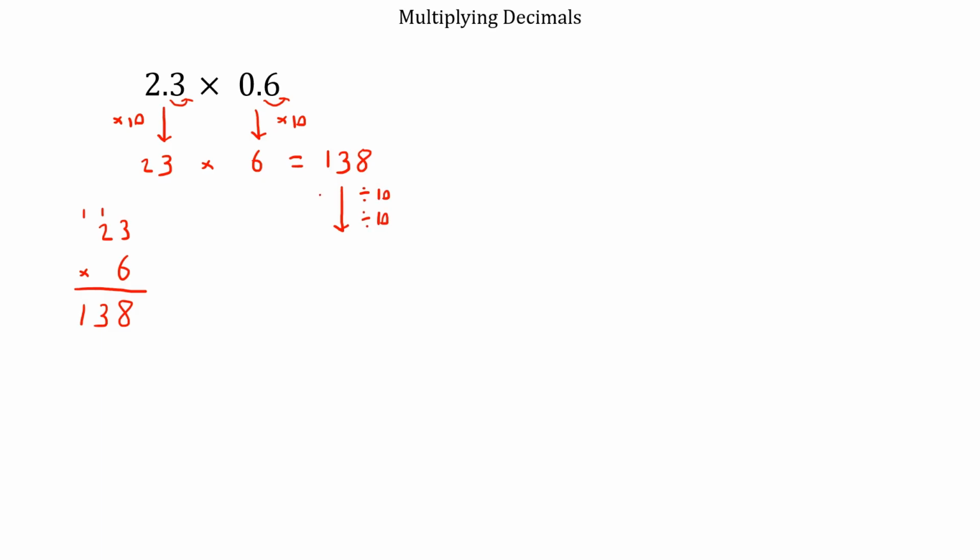So in this case, if you remember by dividing, we move the decimal place one place towards the left for how many times we divide by 10. In this case, we divide it 2 times. So my final answer should be 1.38. So if you want to check on a calculator, 2.3 times 0.6 is going to be 1.38.